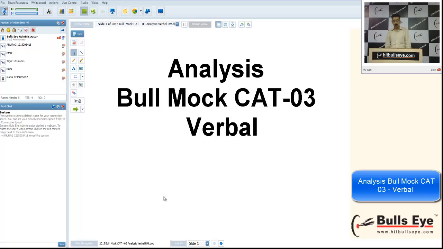Okay, yes. So in this session we shall be talking about Bull Mock CAT 3, and we shall be looking at the verbal portion of this test. If I look at this test from the level of difficulty, if I compare it with the previous two tests, my view is that it is very similar to the previous two tests as far as level of difficulty is concerned. If I talk about the distribution of the questions, the pattern, we have kept everything the same.